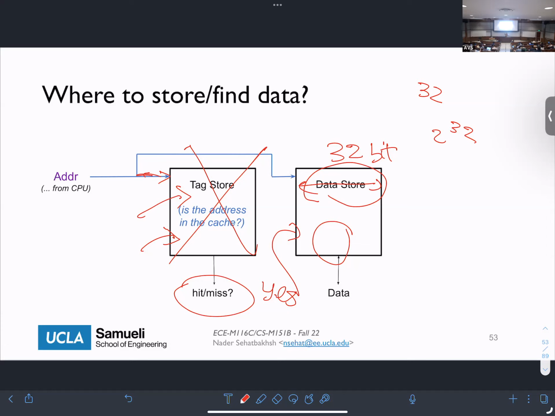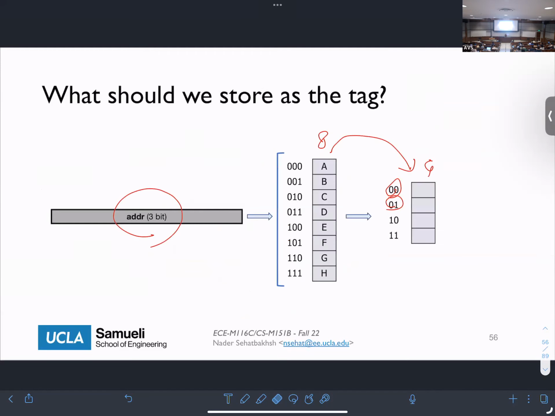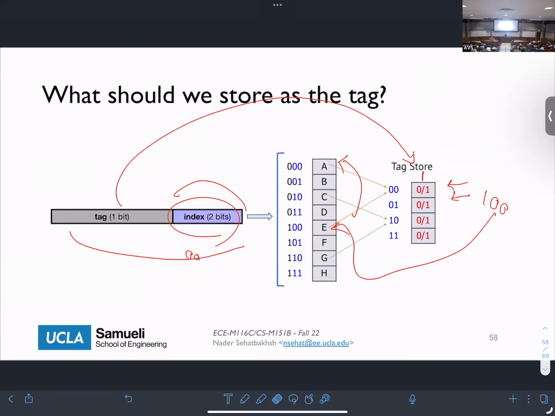The tag store is something specific because of the way that you're organizing your cache, and mainly because you don't have enough entries in your cache. You want to keep track of all the addresses that you have stored, because you don't want to read something incorrectly, right? So that's the idea of having a tag store and the size of your tag store. Is that clear? Any questions?